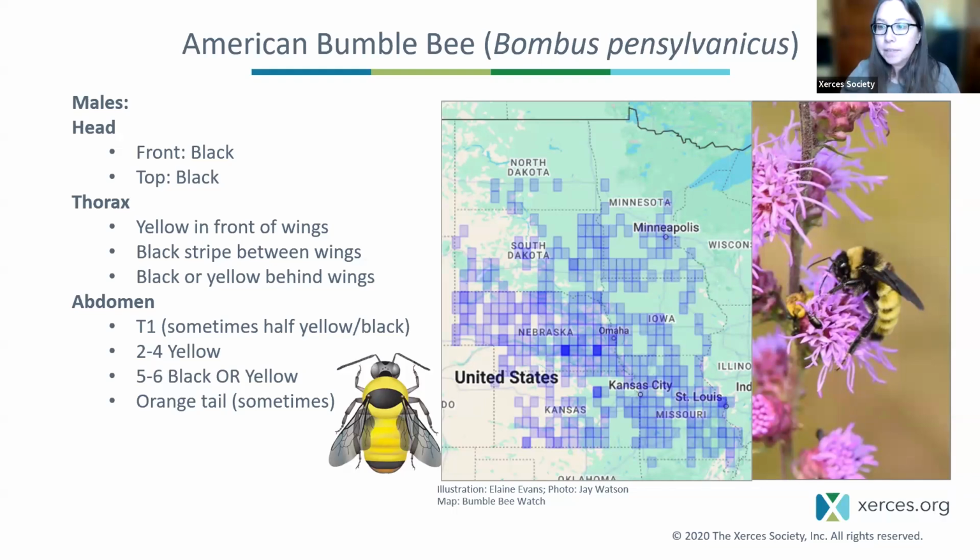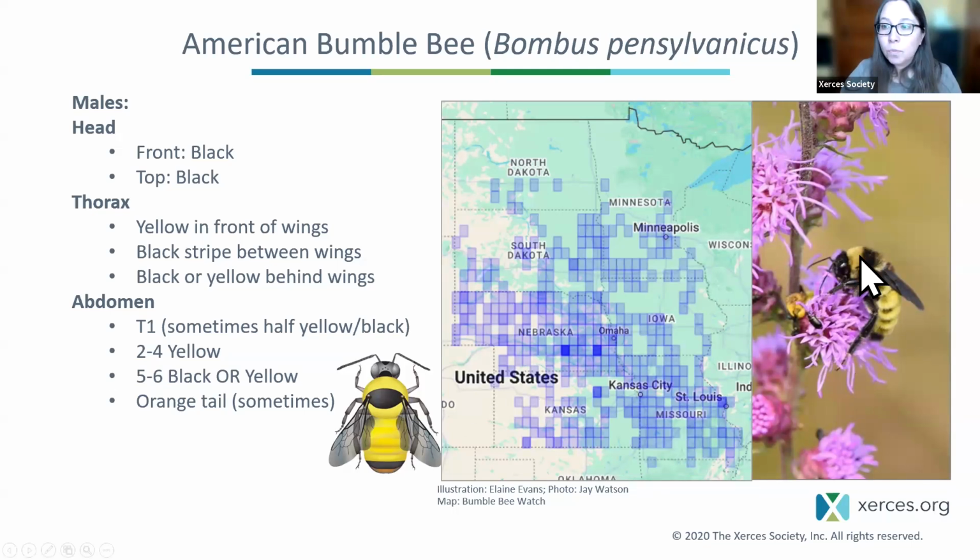One thing to really look out for on males of this species is an orange tip of the tail. So lots of the time, males will have some orange hairs or lots of orange hairs at the very end of their abdomen. And that's not true in all cases, but you'll see it pretty often.